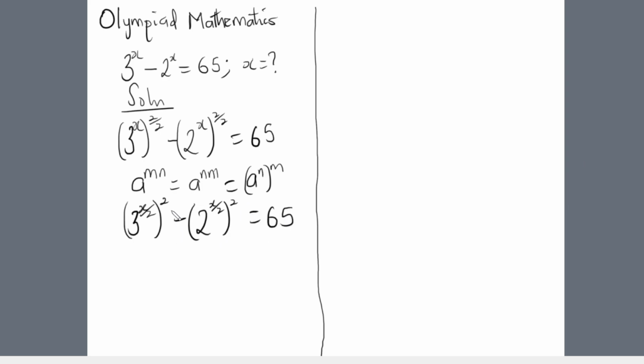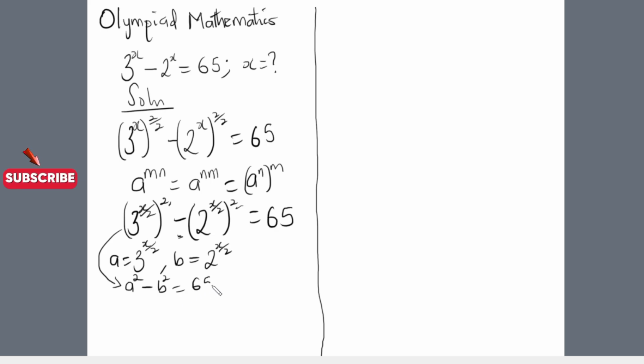So you see that now I have a difference of two squares. This is a square, this is a square, and then we are subtracting. Now for us to continue, I'm going to introduce new variables, a and b. I say let a be 3 to the power of x over 2, and let b be 2 to the power of x over 2. It means that we can now replace this as a squared minus b squared, and this equals 65.